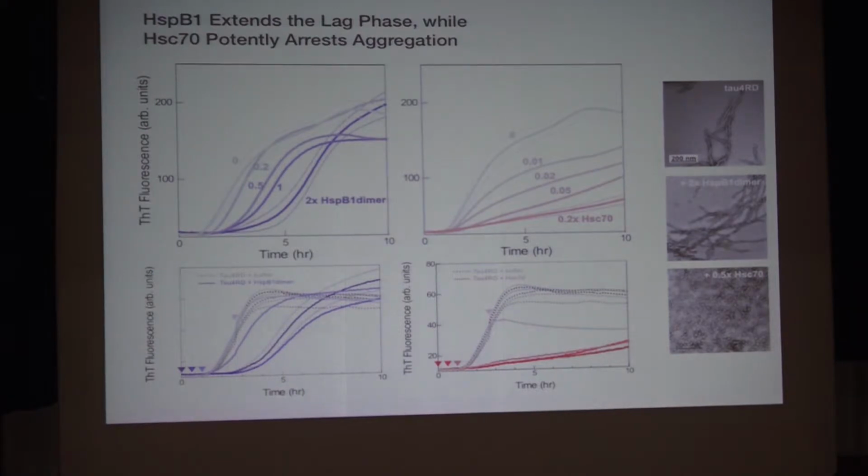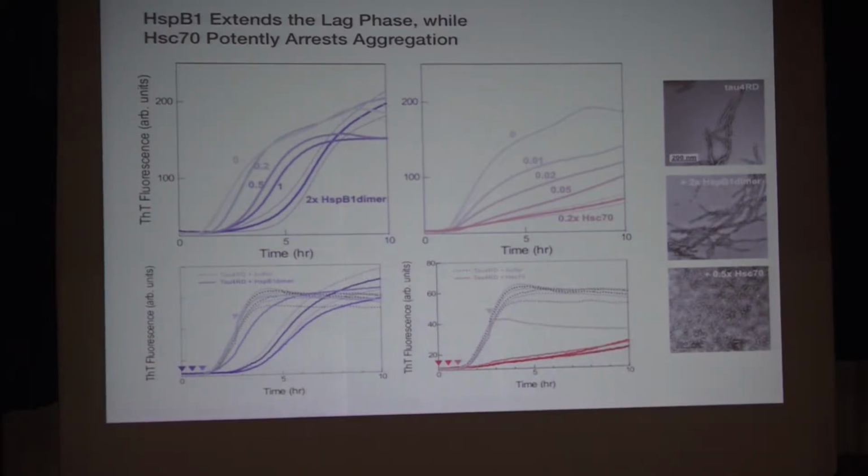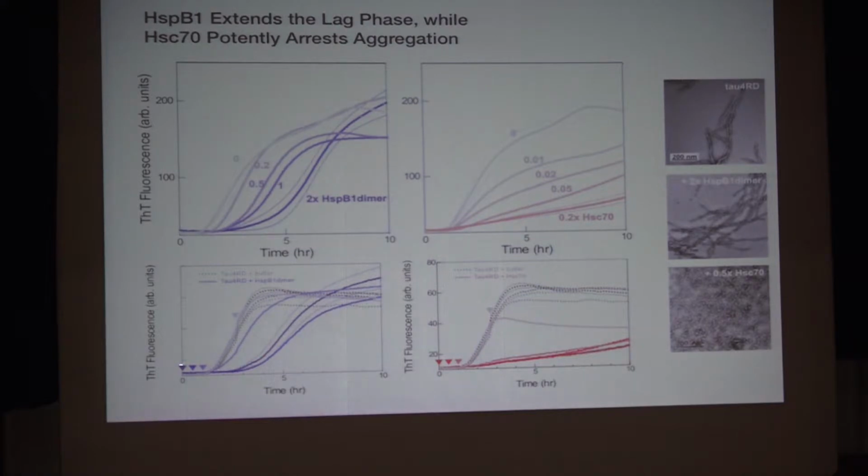So we're interested in understanding what these different chaperones are doing to the aggregation pathway. And so we did a classic experiment, which is to add the chaperone at different times in that aggregation time course. The triangles are showing the effects on tau fibril formation. If we add HSPB1 at the start of the reaction, it acts as an inhibitor. 30 minutes in, it's still able to inhibit. An hour in, it's almost ineffective.